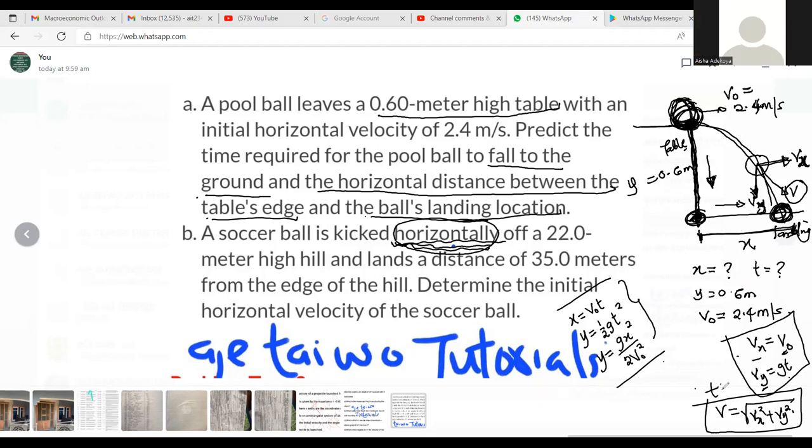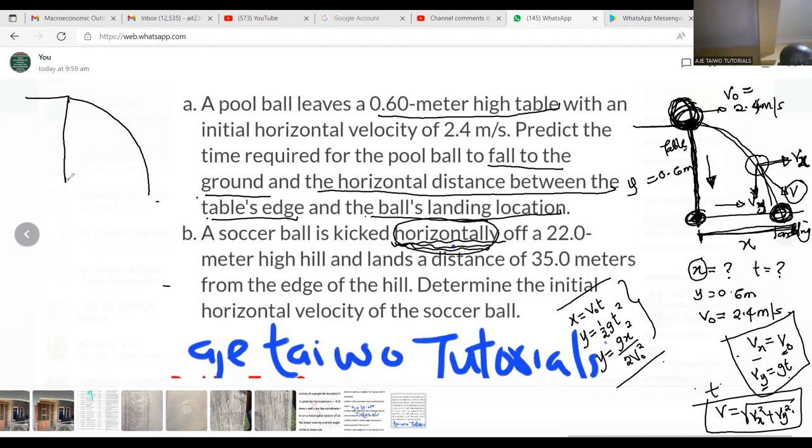So we are finding x. x means distance moved horizontally. If a ball travels like this, you travel two distances, y and x. Having understood that, which one can we find first? If we use this formula, x equals v naught t, we don't know x, we don't know t, so we can't start with this formula. Let's see this one. If you use y equals half g t squared, we know y, we know g, we can get t. So you can say what?